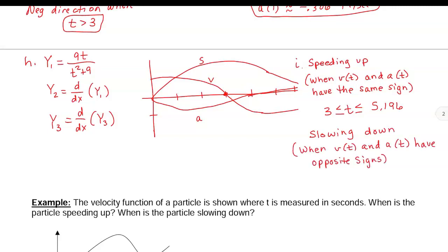So obviously they have opposite signs up to 3. So we're going to start with 0 to 3, and then once the acceleration graph crosses over the x-axis, now it's positive while velocity is negative. So that would be t is greater than or equal to 5.196. If you calculated that by hand, that's the same as 3 root 3.